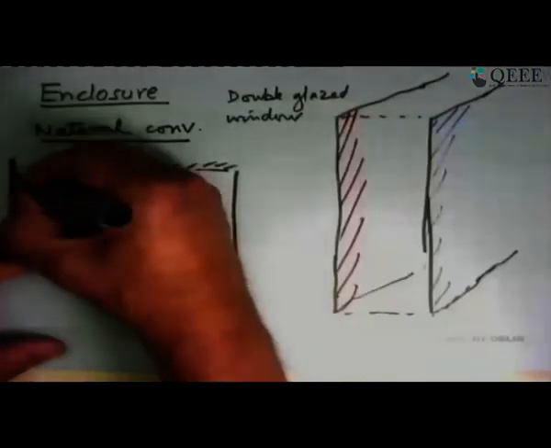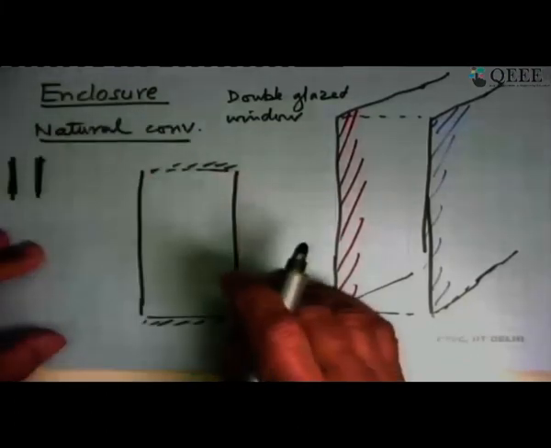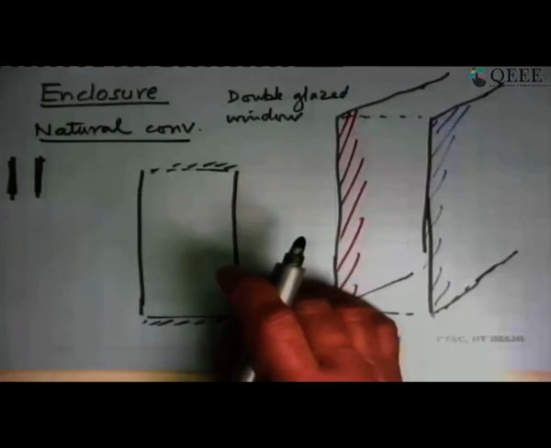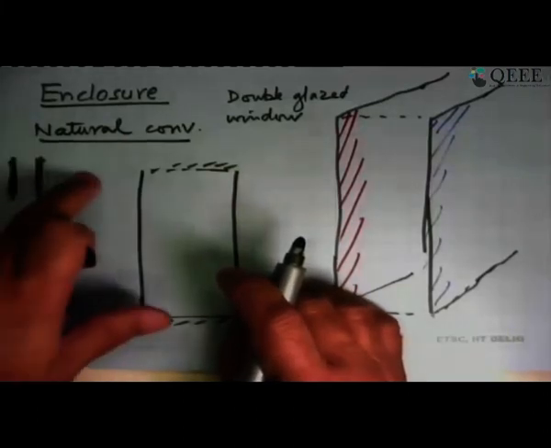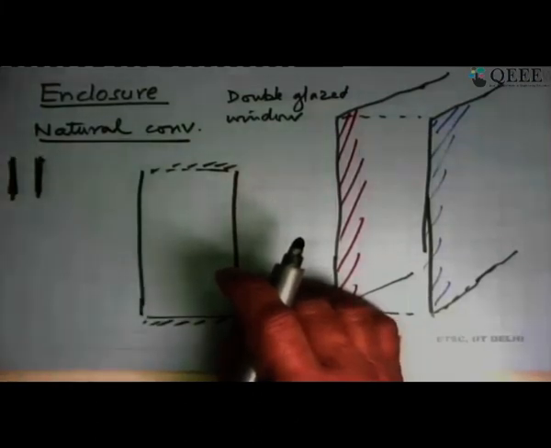So the window allows light to come in. On one side you have one glass, and the other side you have another glass. In between there is a thin layer of air. When the outside temperature is -10, -20 degrees Celsius and inside you want to have 20, this provides excellent insulation.